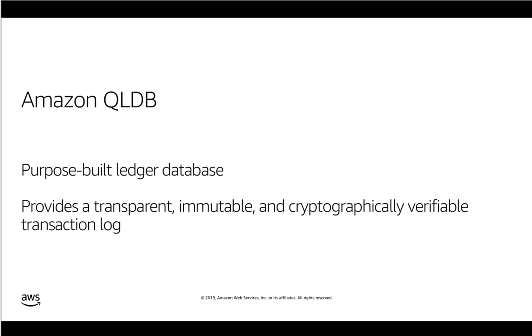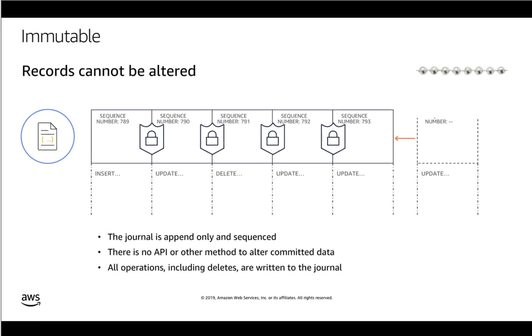Now, to address these needs of our customers, in September this year, we announced the general availability of Amazon QLDB, which is a purpose-built ledger database that provides a transparent, immutable, and cryptographically verifiable transaction log. QLDB is immutable. Thanks to its journal, the records in QLDB cannot be altered.